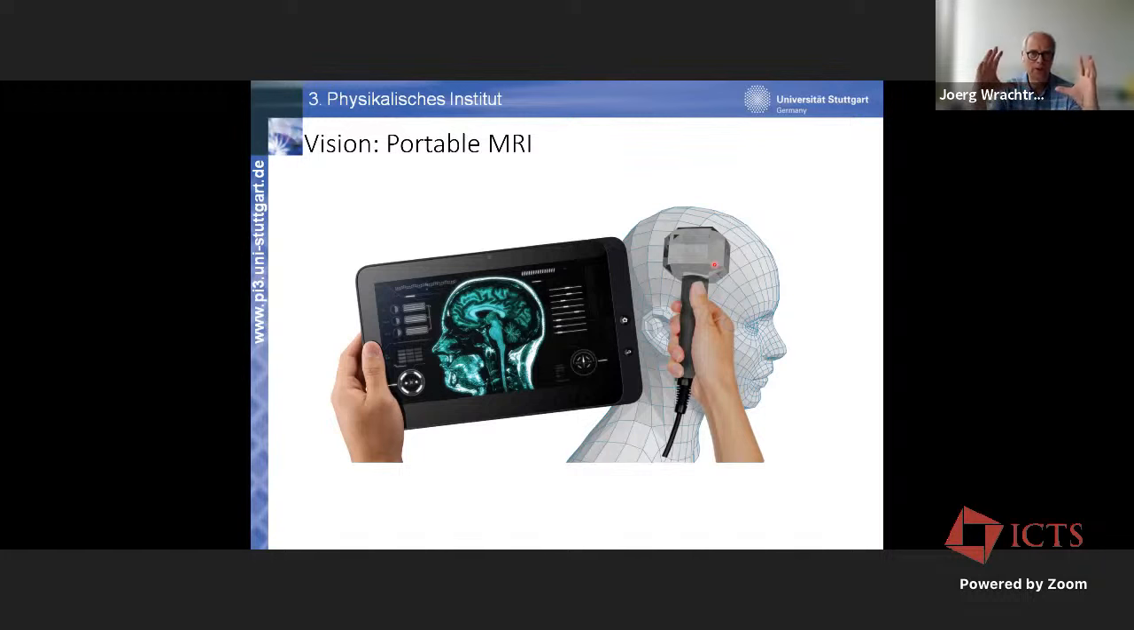First of all, there is a magnetic field camera, and depth resolution is coming from gradient coils.